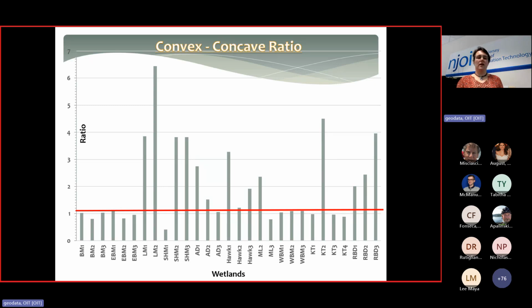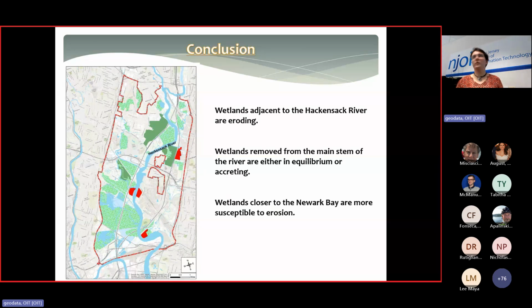Above that, everything is eroding. Below that, everything is building, or at least in equilibrium. This is the final result based on the data. Red are the eroding marshes, and green are the building marshes, or that are in equilibrium.